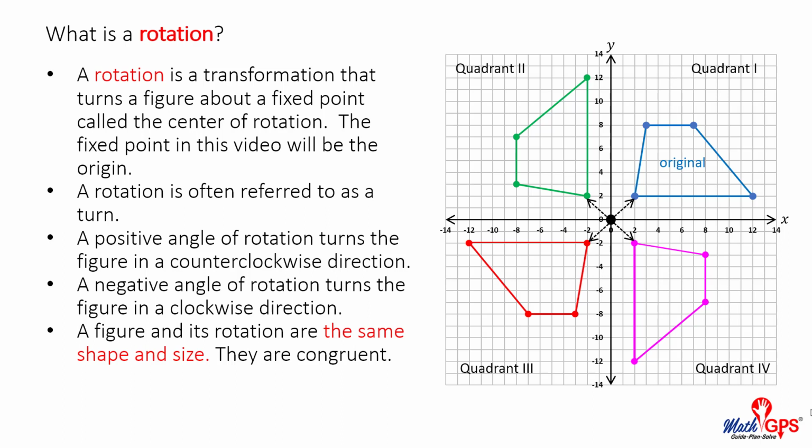A figure and its rotation are the same shape and size. They are congruent. The original figure and images created have the same perimeter and the same area.